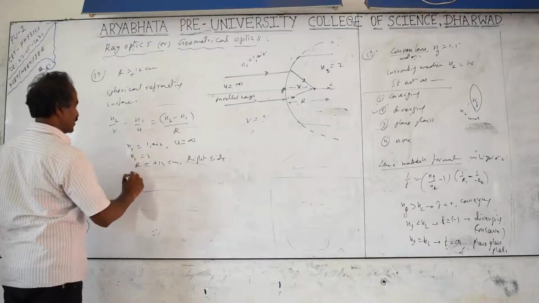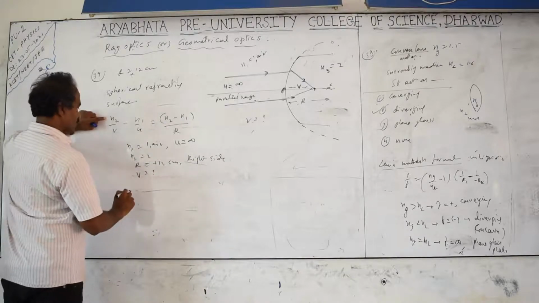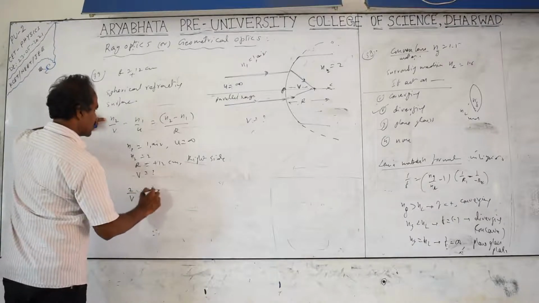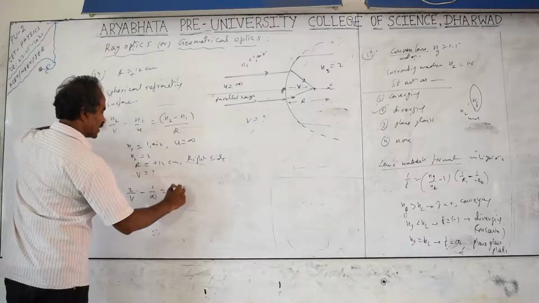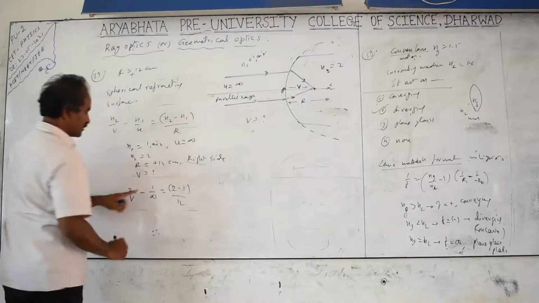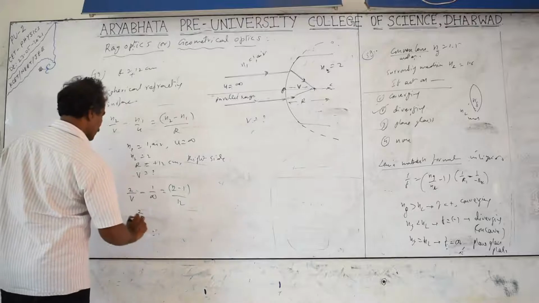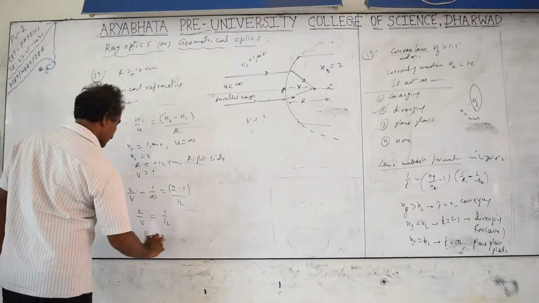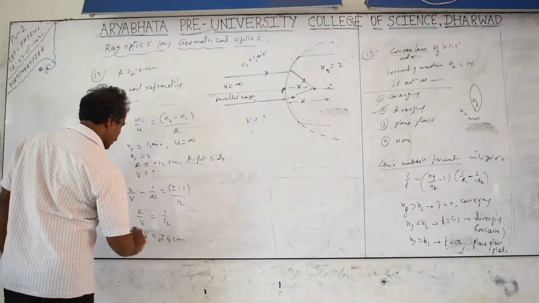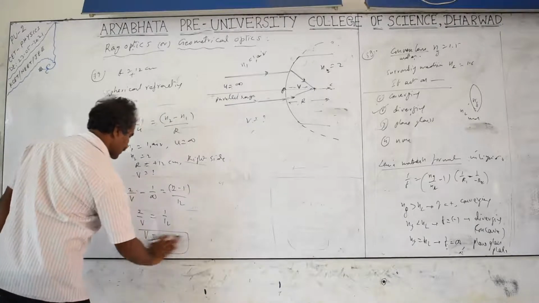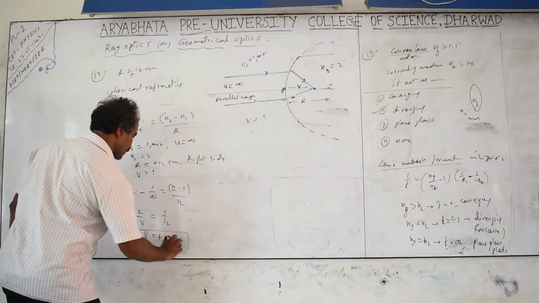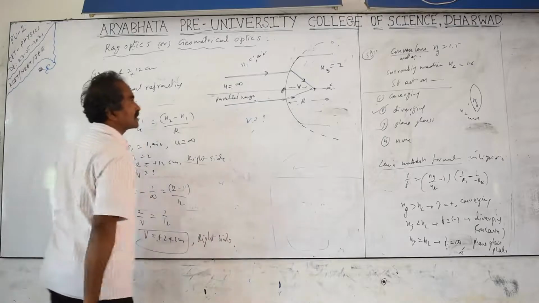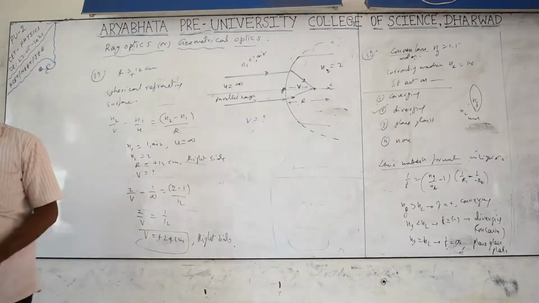Substitute the values into this, and V we have to find out. N2 is 2 by V minus N1 is 1 by infinity is equal to 2 minus 1 by 12. 1 by infinity is 0. So what I get is 2 by V is equal to 1 by 12. So V is equal to 24 centimeters. It is positive, meaning right side. The image is falling on the right side.